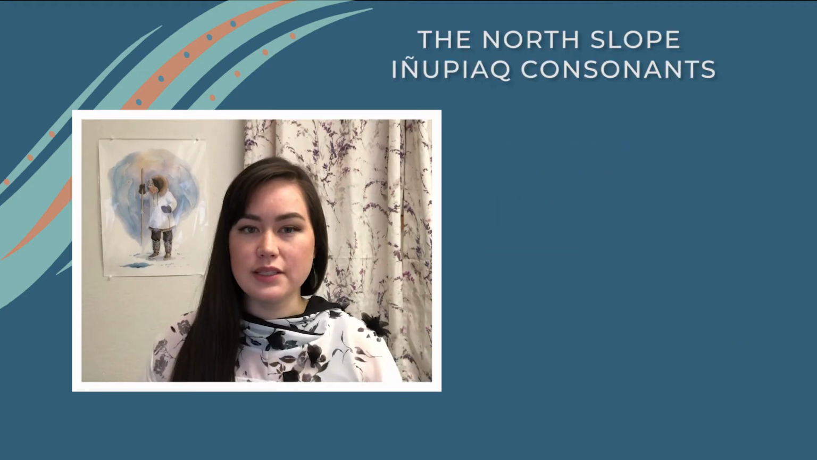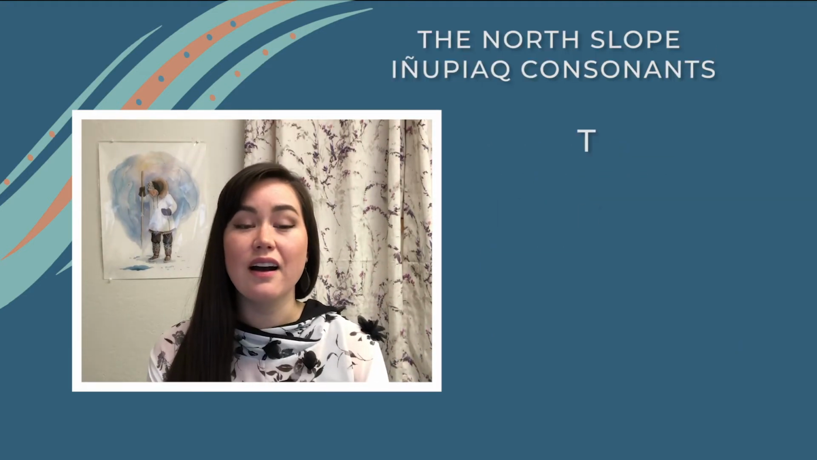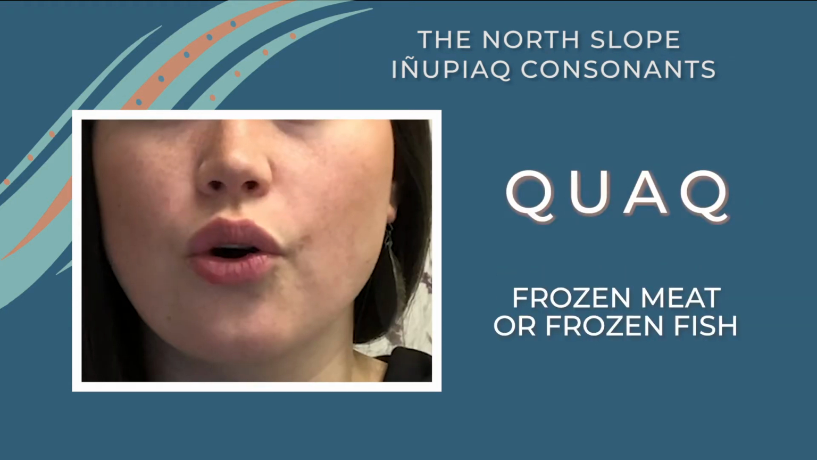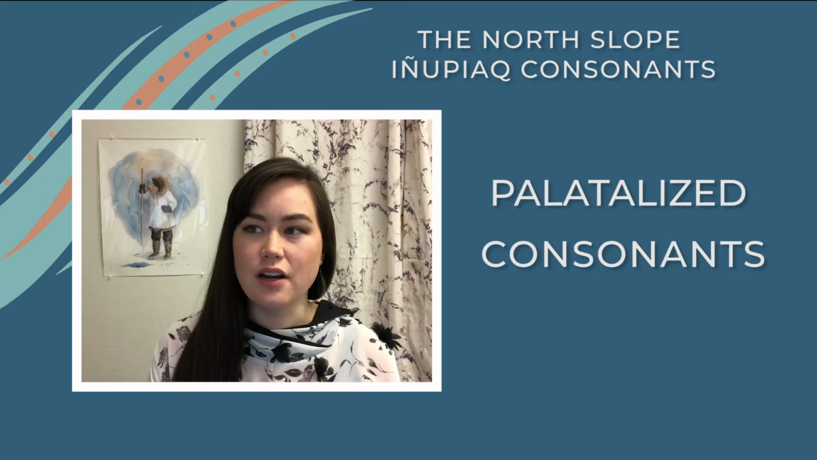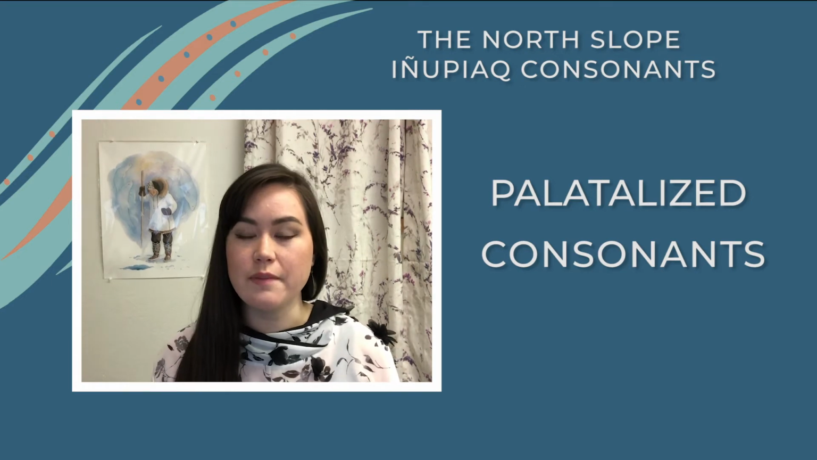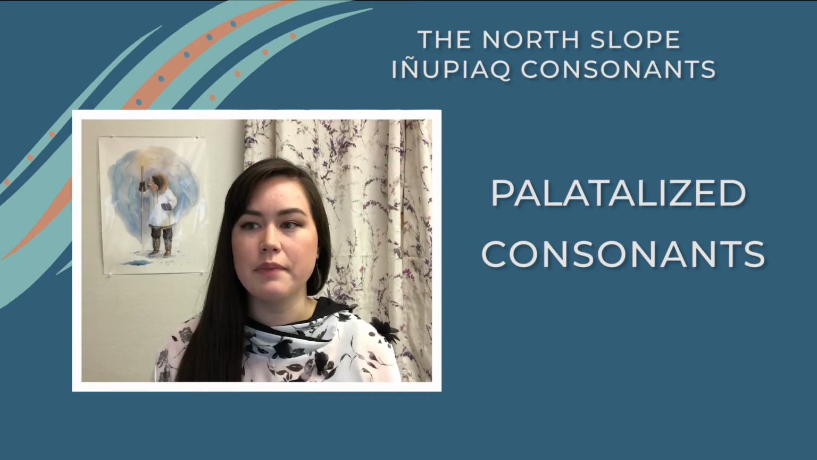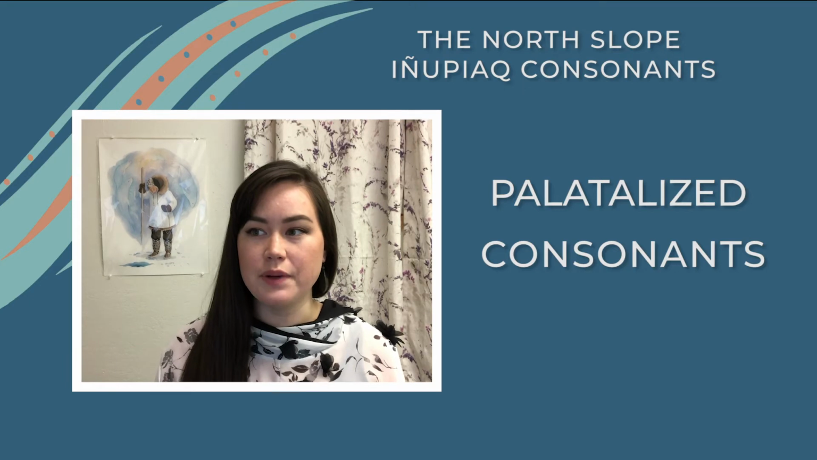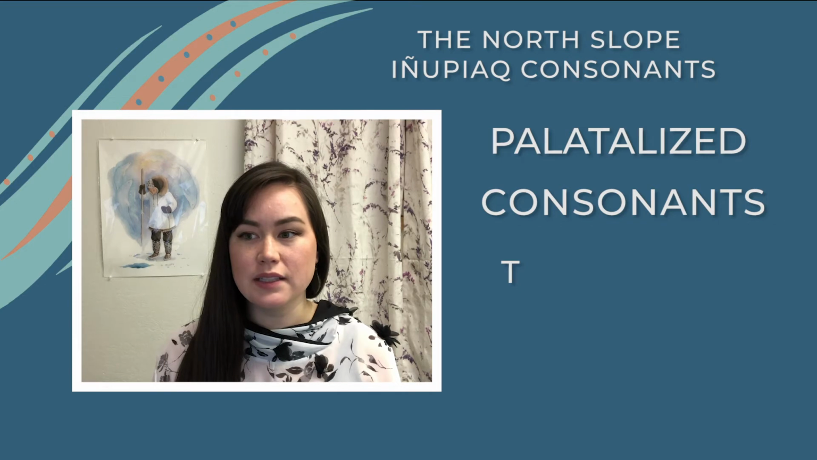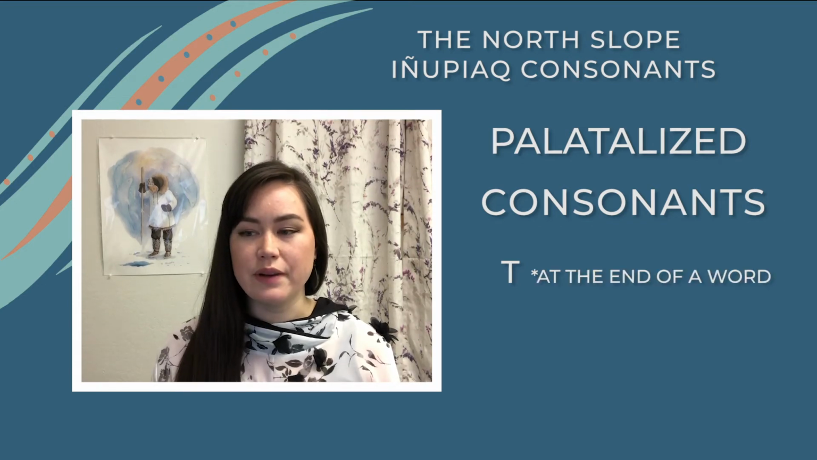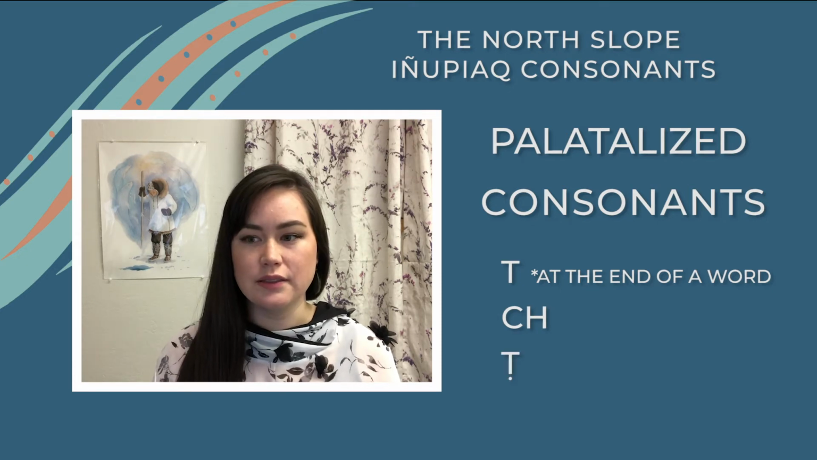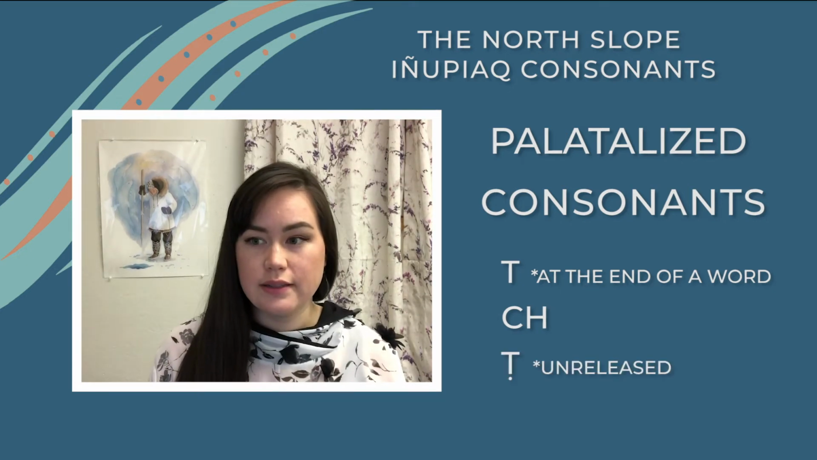Here are some Iñupiaq words containing the voiceless stops ta, ka, and qa. Unnet, sigirik, koak. Palatalized consonants are pronounced with the front part of the tongue pressed up against the roof of the mouth and the teeth all along the hard palate, with the mouth in position for pronouncing I or ya along with the consonant. When T becomes palatalized at the end of a word, it can be written with either a CH or a T, representing a palatal T with the dot, which is unreleased.